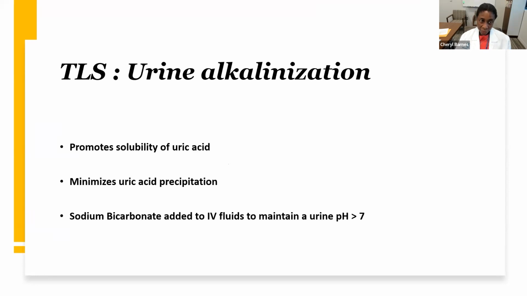How do you alkalize the urine? The alkalization of the urine promotes solubility of the uric acid, and it minimizes uric acid precipitation. And the way you do that is by giving sodium bicarb added to IV fluid to maintain a urine pH of 7.